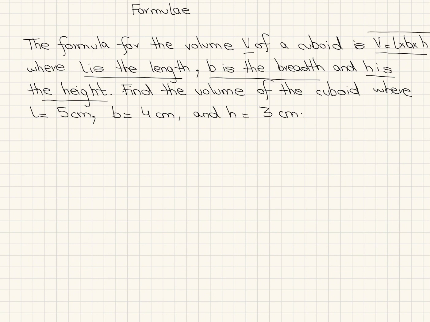Using this formula that we have of V equals length times breadth times height, we can substitute the values of length, which is 5 centimeters, multiplied by what's the value of breadth? That's 4 centimeter. 4 centimeter multiplied by the value of height, which is 3 centimeter. All right, so we have substituted the letters here for numbers. So 5 times 4 is 20, and 20 times 3 is going to give us 60 centimeters cube. All right, so that's going to be the volume of this cuboid.